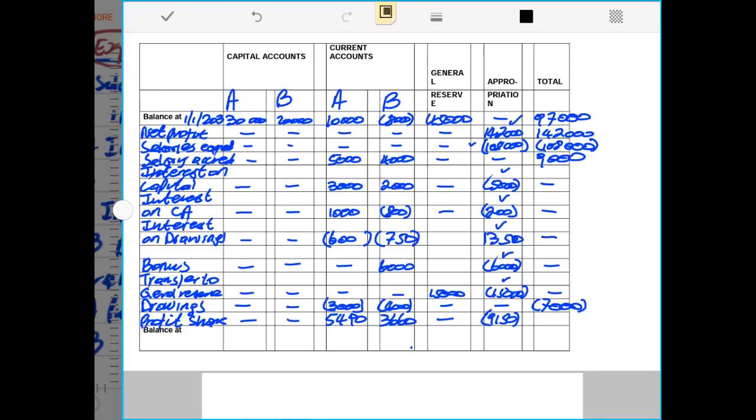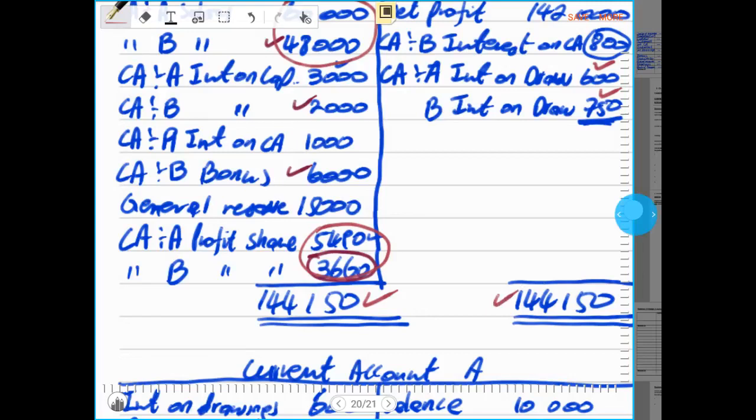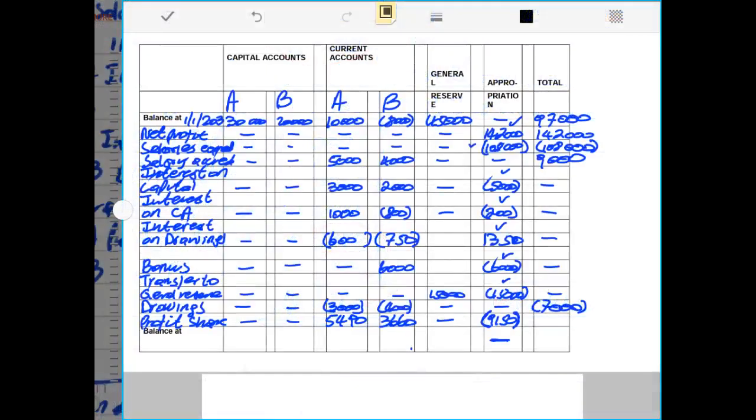And make sure that you record this as a negative, because at the end of the year, the appropriation column must not have any balance. Similarly to the ledger account of appropriation, here there is no balance. The whole profit that we gained at the end of the year was shared among the partners. And if you say total debit side and total credit side, you get the same 144,150 after you have shared the profit among the partners of a partnership.